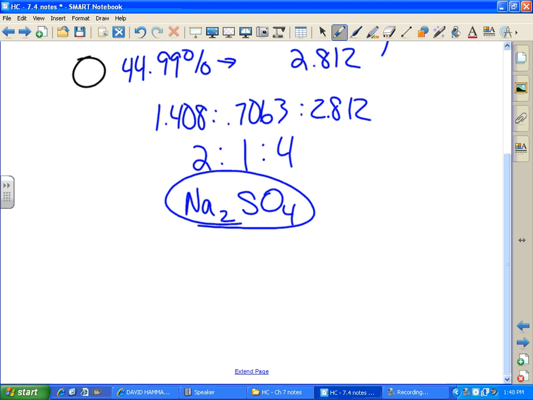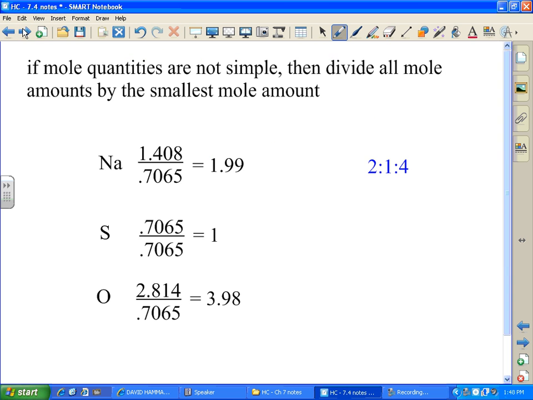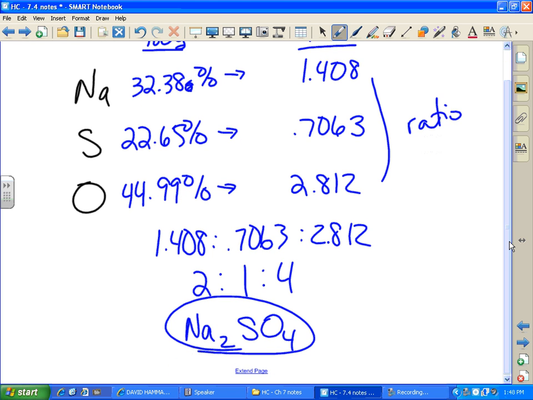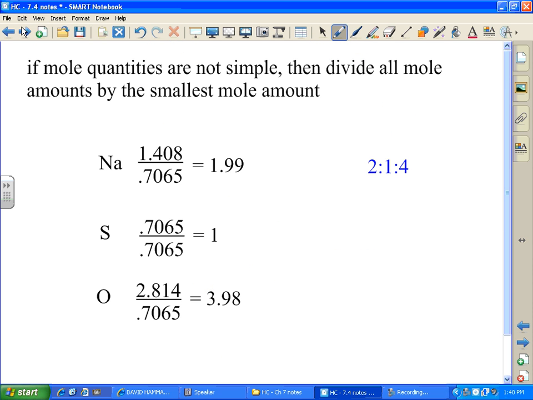What I want to do next is on page 247, there's a sample problem here. Sorry, I'll back up one thing here. What if you didn't see that relationship? What if you weren't able to identify that it was a 2 to 1 to 4 relationship? One extra step that you have to do, and again, to have it explained here, hopefully that makes sense. If the mole quantities are not simple, meaning you're not able to easily see what that proportion is, what that ratio is, then you quite simply divide every mole amount by the smallest mole amount.